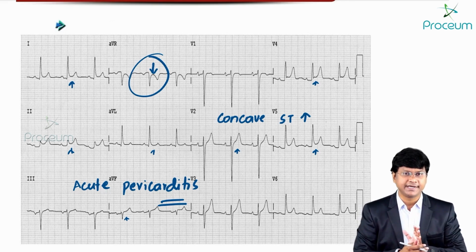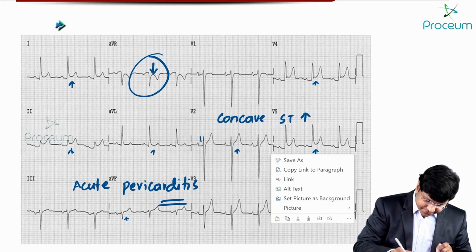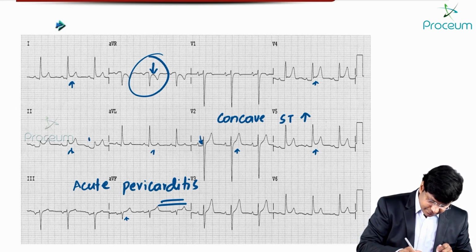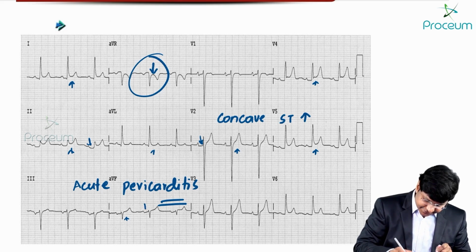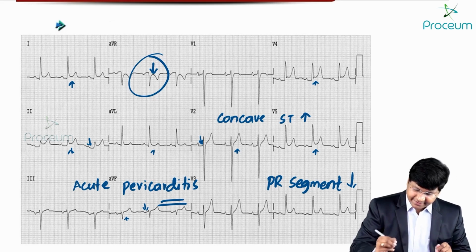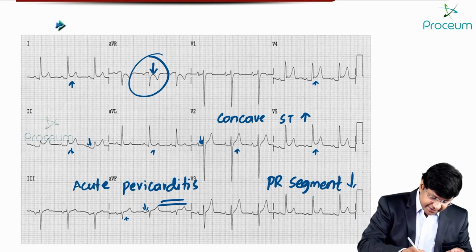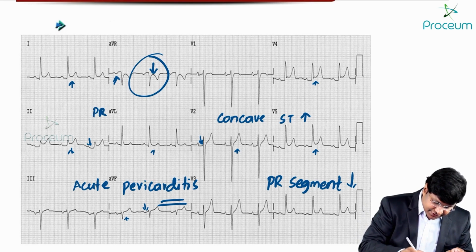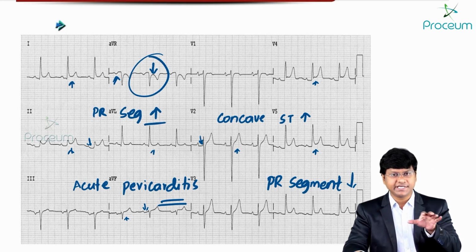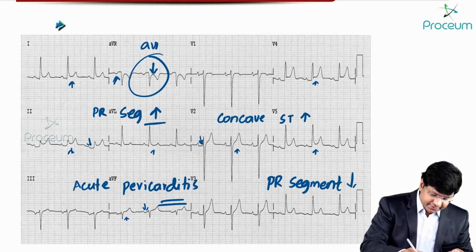Now in acute pericarditis, not only do you have diffuse ST segment elevation, you will also have PR segment depression. PR segment depression is present in all the leads except again aVR. In aVR, you have PR segment elevation. Whatever you are seeing in the other leads, exactly reciprocal or opposite, you will have in aVR.